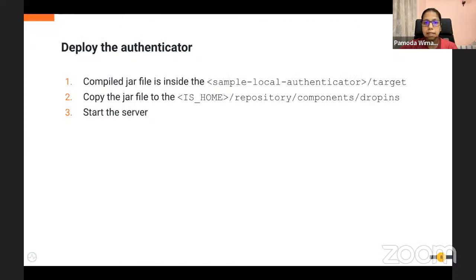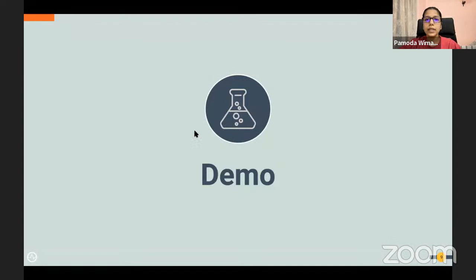After the compilation is successful, the compiled jar will reside inside the sample local authenticator target folder. To deploy this in the identity server, we need to copy this jar to the identity server home repository components dropins folder. Then we can start the server, and once we start the server, our sample will be deployed. Okay, so let's move to the demonstration part and see how we can implement this.